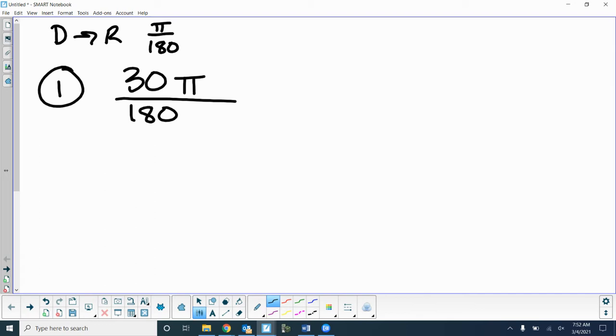And then, again, I know that I can cancel the zeros. So I'm just reducing 3/18, and 3 goes into 3 once, and 3 goes into 18 6 times. So it's 1 pi over 6 or just pi over 6. Okay? That's all I got to do.